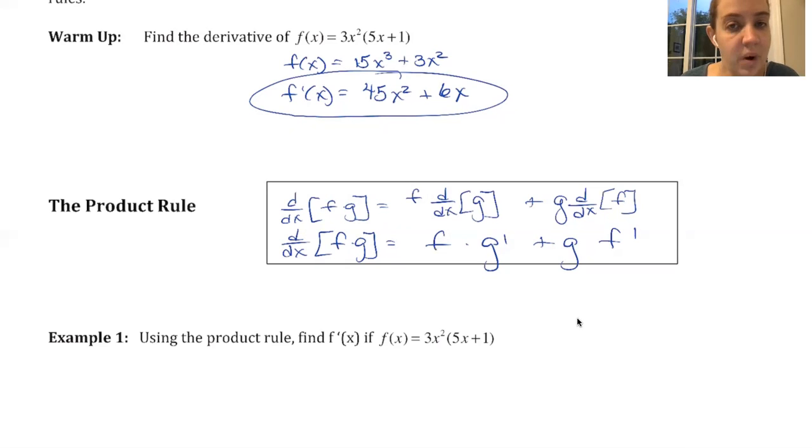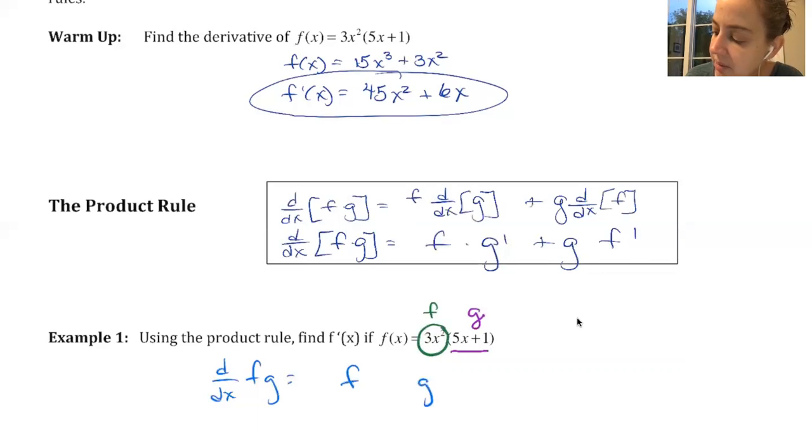So let's revisit the warm-up, and this time we're going to use the product rule. So let's use a couple colors in here. This term, our 3x squared, is going to act as the f, and then 5x plus 1 acts as the g. So for the product rule, I'm going to use my notation above. It's going to be fg prime plus gf prime. So if I just put in the f term, that's 3x squared. g prime is the derivative of that second term, so the derivative of 5x plus 1 is 5.